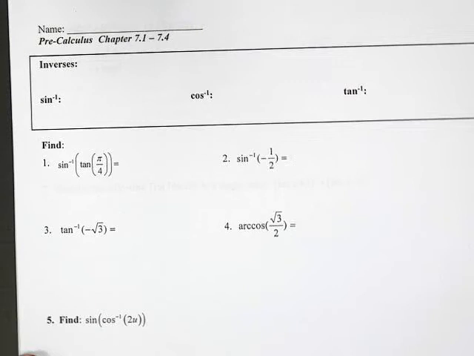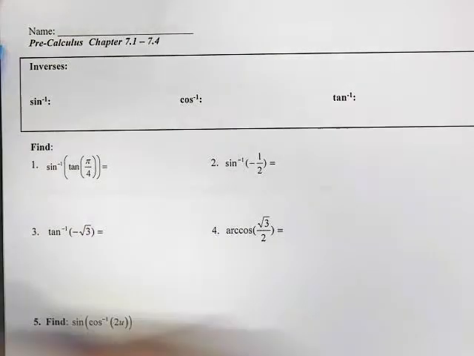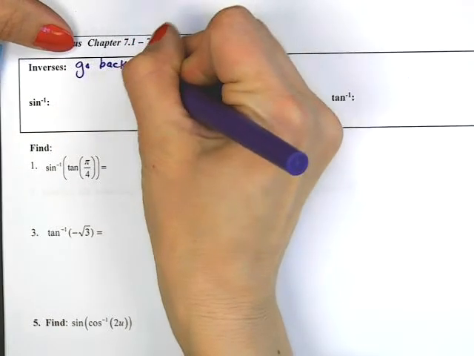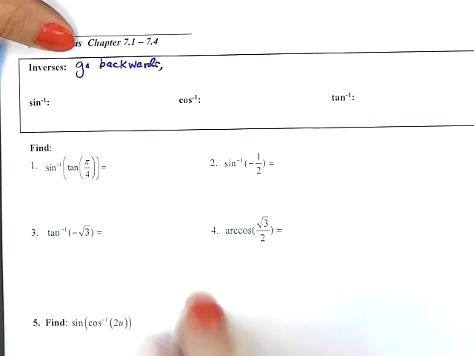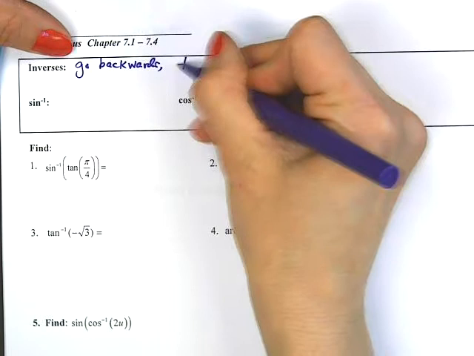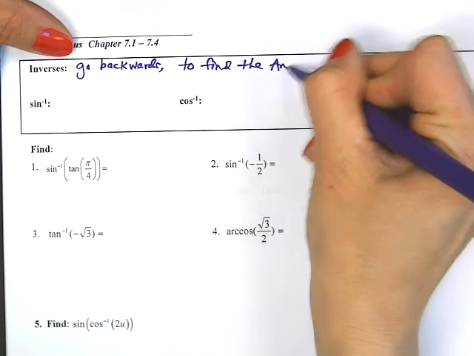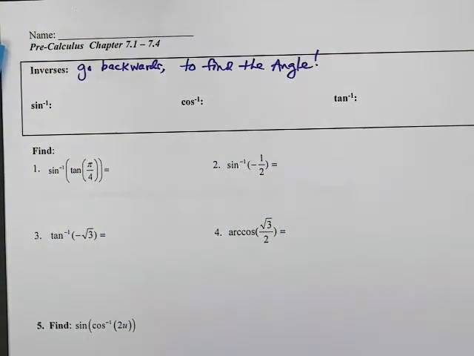Okay, inverse means to go backwards. Inverses go backwards. More importantly, for our trig stuff, when you go backwards, it's to find the angle. I'm going to tell you the sine, the cosine, the tangent, and you have to tell me the angle. But there were domain restrictions.